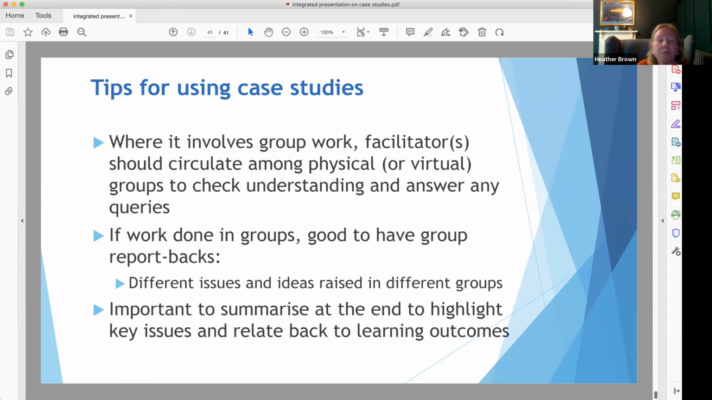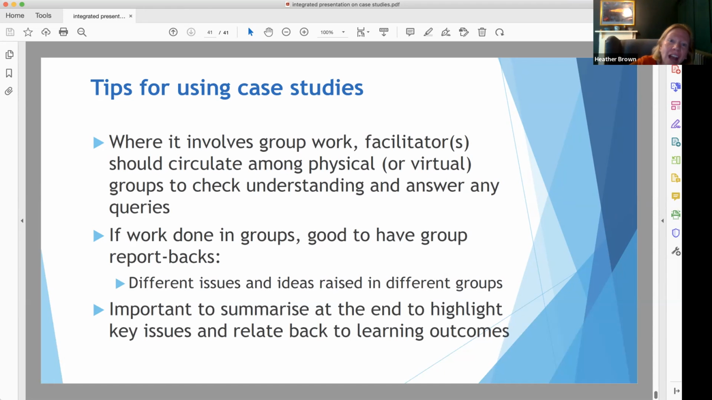For using case studies that involve group work, the facilitators should circulate among the groups, either virtually or in person, to check understanding and answer any queries. It's really helpful that you don't leave students on their own, that you go amongst the groups and make sure that everyone understands the activity, and that everyone is participating and not just sitting staring at each other.